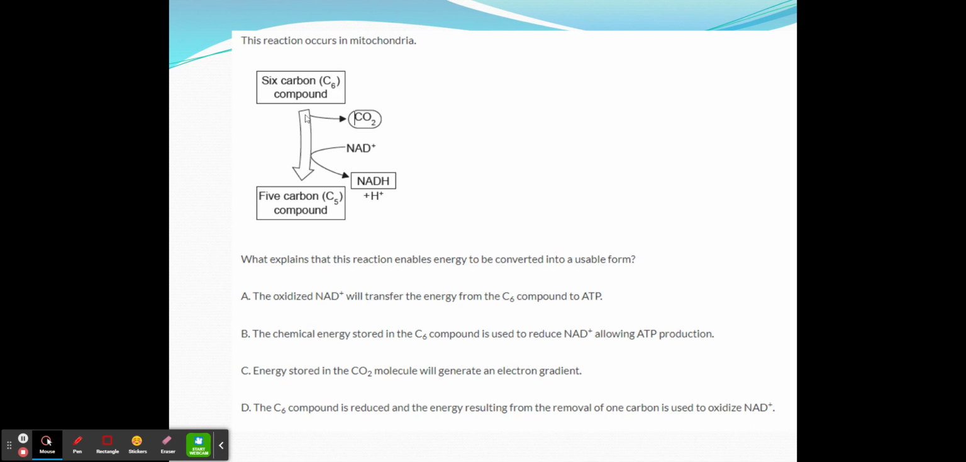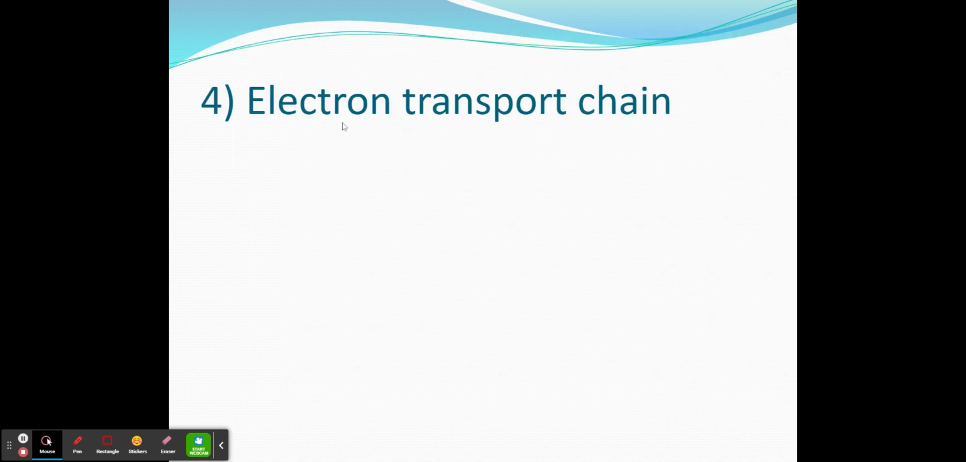Okay, potential test question from an IB test. So what is happening? Oxidized NAD plus? Nope, that's not a thing. It would be reduced NAD plus. The chemical energy stored is used to, there we go, reduce that. Ooh, that one looks pretty good. That is exactly what's happening. Answer is B.